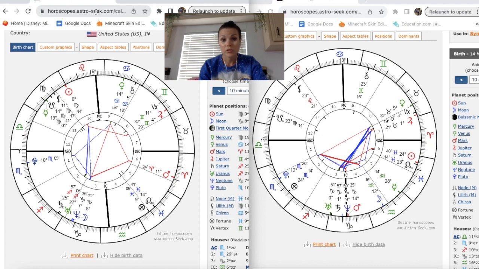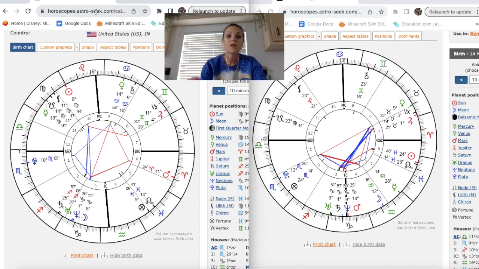The moon. So the moon shows us our instincts. It shows us our intuition. It talks about our reactions and our responses to the world. So a person's moon sign, both yours and whoever you're looking for, their moon sign is going to tell you how they respond to others.